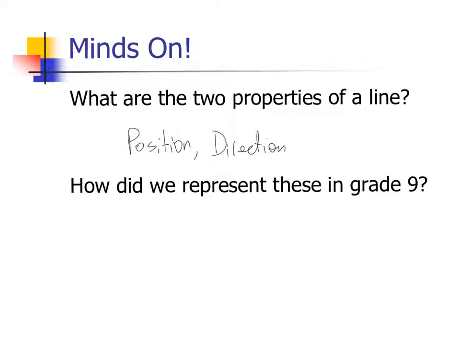A line is located at a certain place or a certain position, and it's going in a particular direction. One thing it doesn't have, like a vector, is magnitude. A line has no length. It goes on forever in both directions.